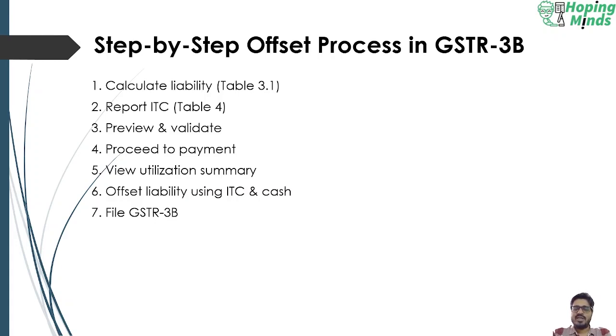The utilization summary screen will appear. There, the input tax credit is utilized to pay off the output liability as per the utilization rules. Then we have to offset the liability using input tax credit, and if input tax credit is not sufficient to meet the tax liabilities, then the balance amount has to be paid in cash. Such cash is to be paid via Challan and it will get updated in the utilization summary, and then we have to finally offset the liability and proceed for filing of GSTR 3B return.